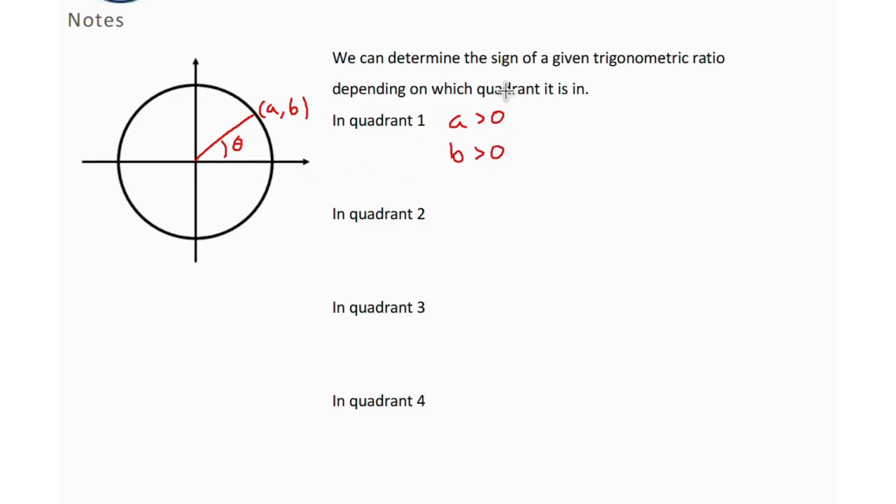Now, because a is positive, the x coordinate is positive. That means that cos theta is positive. And because b is positive, that means that the y coordinate, or sine theta, is positive. So cos theta is positive and sine theta is positive. And putting those two together, we can also work out tan theta, because tan is the gradient. The gradient is positive because it's positive divided by positive. So tan theta is also positive because the gradient is positive. So in this quadrant here, all of them are going to be positive.